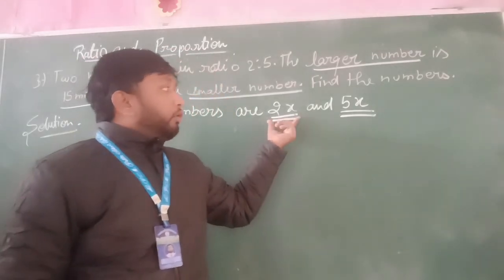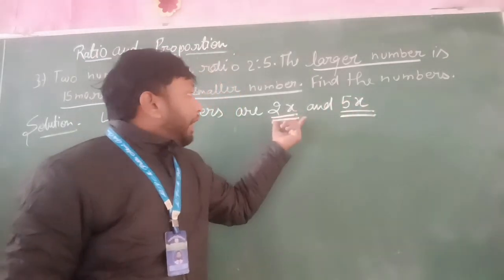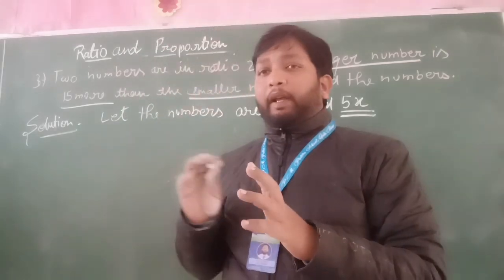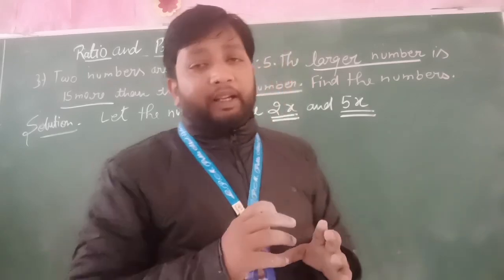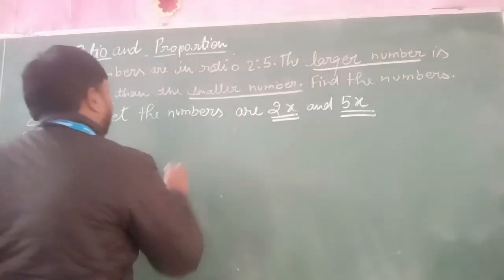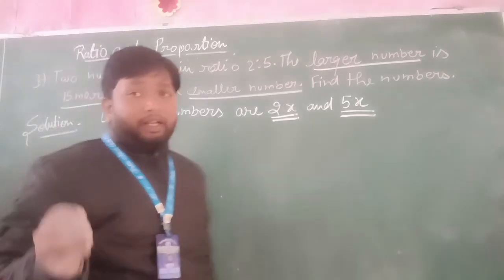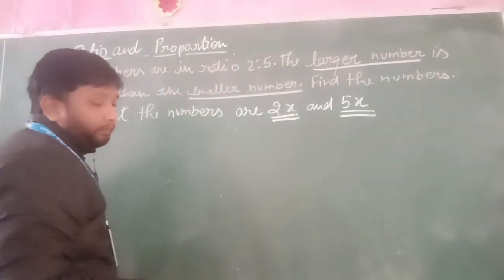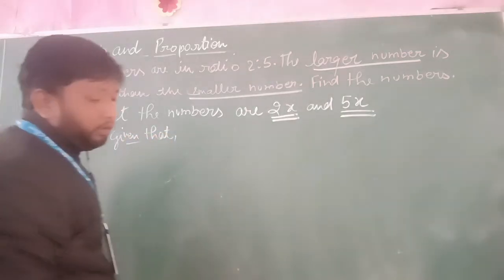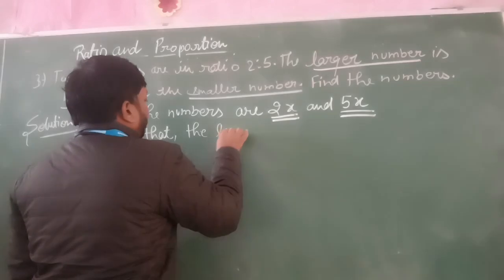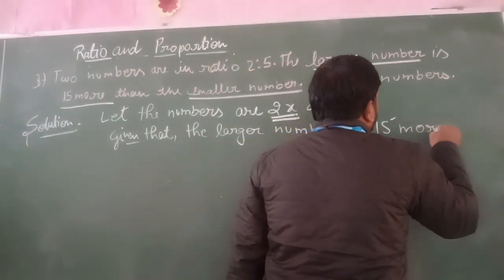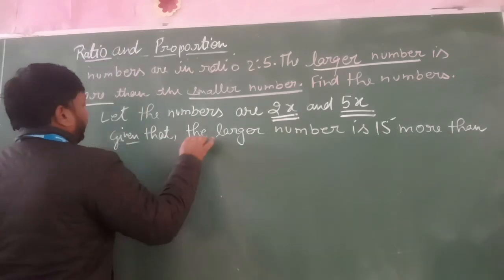So here we have 2x and we have 5x, and we multiply the same number, first by 2 and second by 5. Since 5 is greater than 2, the value of 5x will be greater. So 5x is bigger than 2x. Given that the larger number is 15 more than the smaller number.